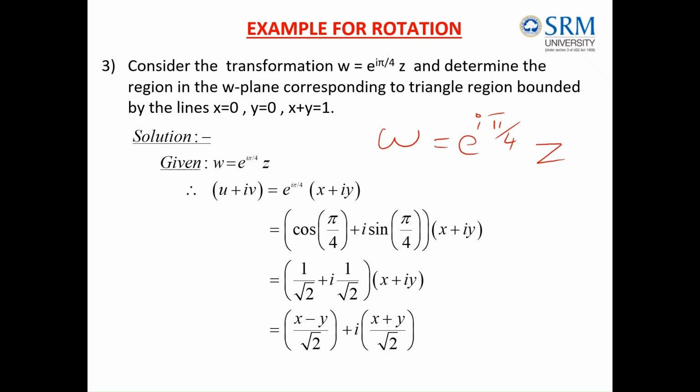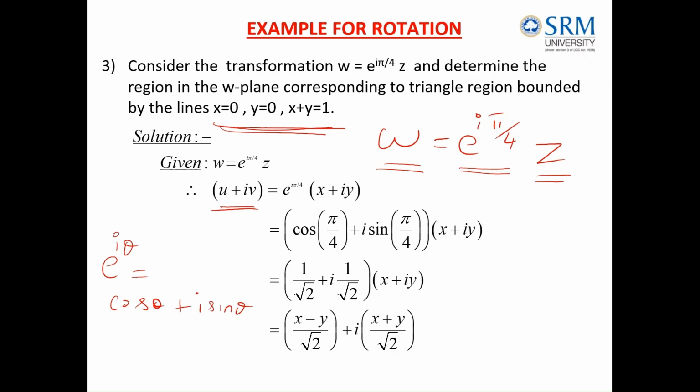We need to find the image of the triangular region bounded by x equal to 0, y equal to 0, x plus y equal to 1, the same triangular region which we discussed in the previous problem, but the transformation is e power i pi by 4 z. So now we need to find the real and imaginary parts by rewriting this exponential term. Write w as u plus iv, z as x plus iy, and expand and rewrite this e power i pi by 4. We already know e power i theta can be rewritten as cos theta plus i sin theta.